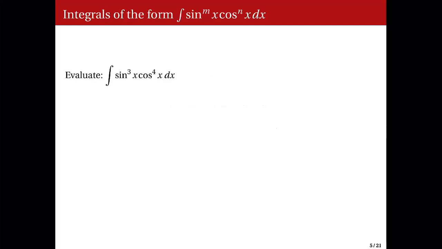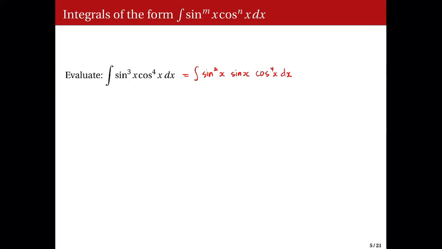Okay? So from here, for example, let us illustrate the method. You have the integral of sine cubed x cosine to the fourth x dx. The power of sine is odd, it's just 3 here. So what we're going to do is rewrite this as the integral of sine squared x, and then you have your sine x, and then cosine to the fourth power x, and then dx.